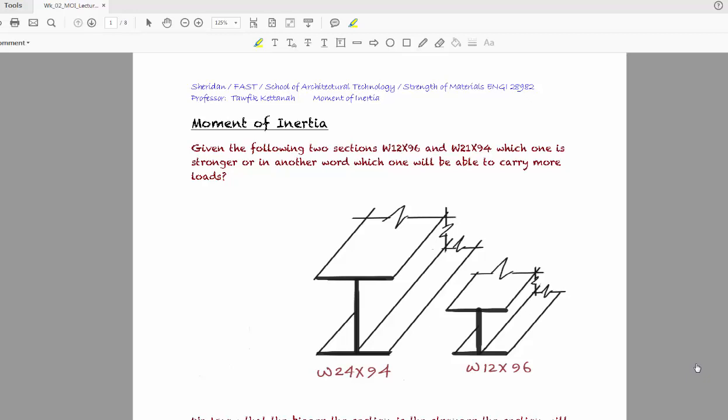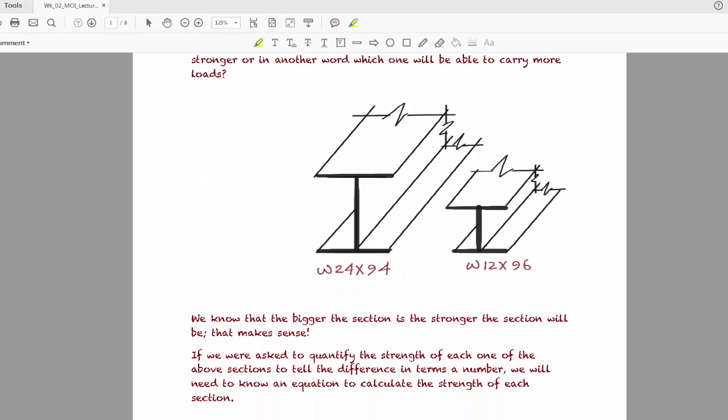In this session we'll talk about moment of inertia. What is moment of inertia? Moment of inertia is a factor which measures the strength of a section. So for example, if we have the following two sections, this one is 24 by 94 and this is 12 by 96. First question is, which section is stronger?